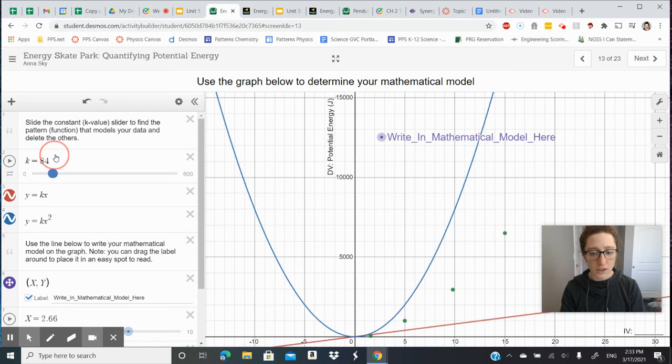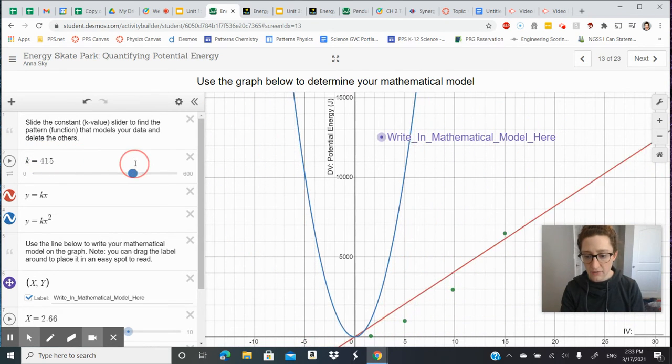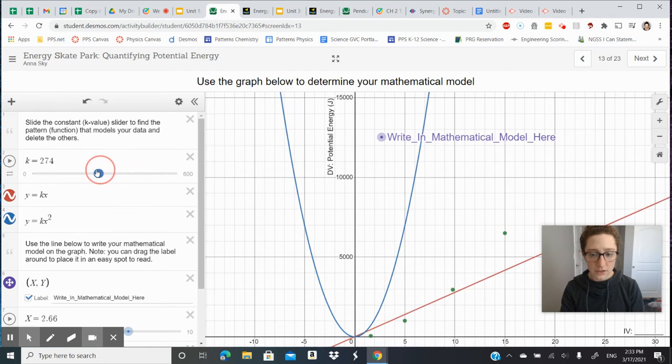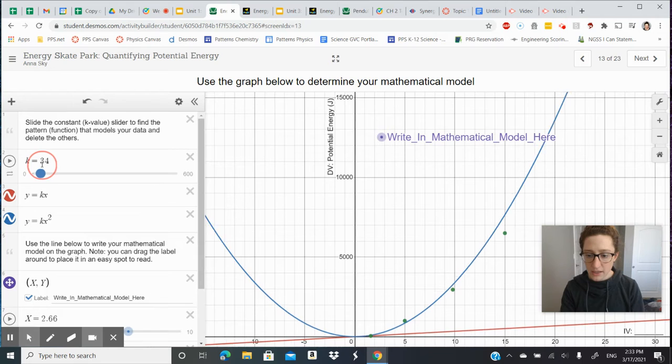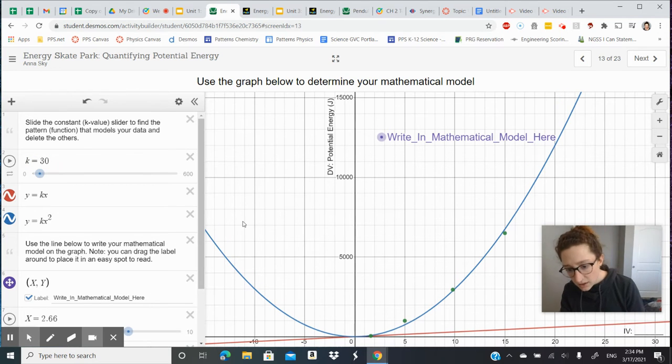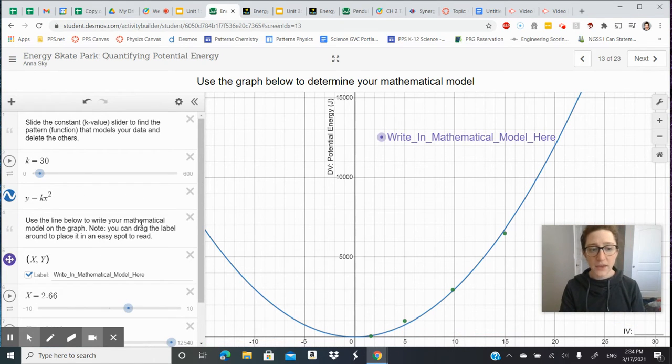Oh, yeah, that blue one looks pretty good for the data that I have here. Yeah, that looks like a better fit than the red line. I've got some points that are above the line, some that are below, so this seems like a pretty good spot for it. I'm going to go ahead and get rid of that red line on mine.